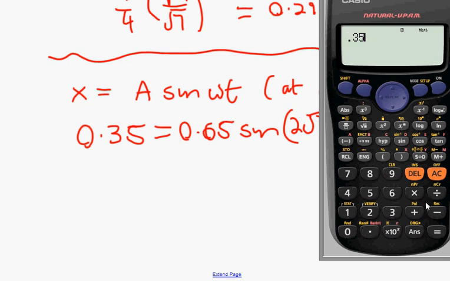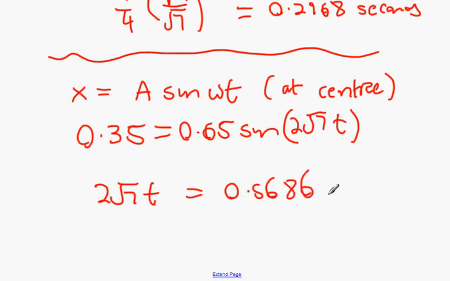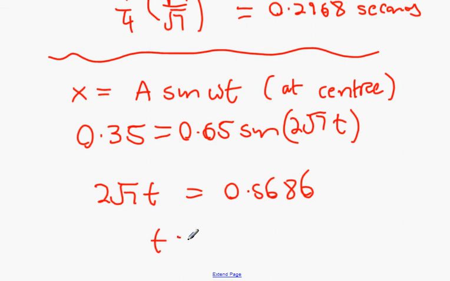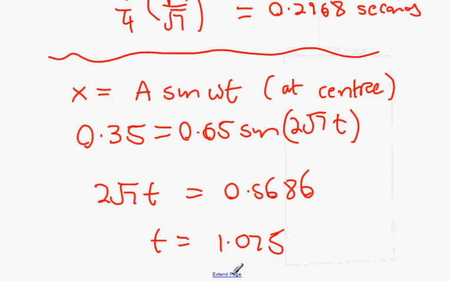Now 0.35 divided by 0.65 is 7 over 13. We're now going to sine inverse that 7 over 13, sine inverse of the answer. And what we're going to get is 0.5686. So we're going to get 2 root 7 t equals 0.5686. We're going to divide our answer by 2 root 7. And then what we get is 0.1075. So t equals 0.1075.